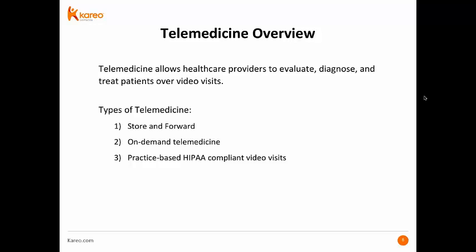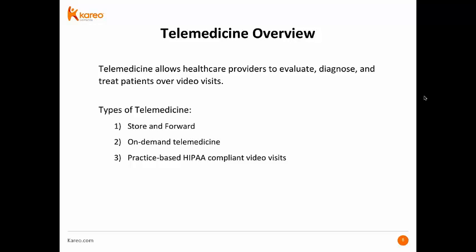The first one is called store and forward. Now, I'm not going to spend too much time on this as it's really not a great form of telemedicine and the reimbursement rules are not all that favorable. Essentially this is a way for providers to communicate with patients through asynchronous conversations and send text messages or still images back and forth. What we're really talking about here is a glorified form of email that doesn't enable real-time two-way communication.